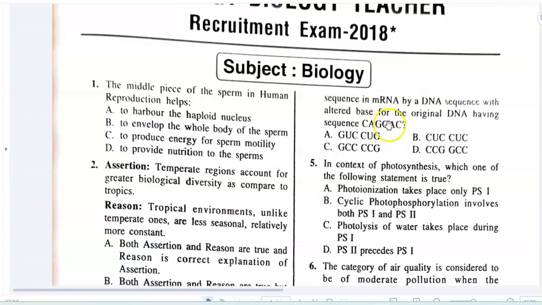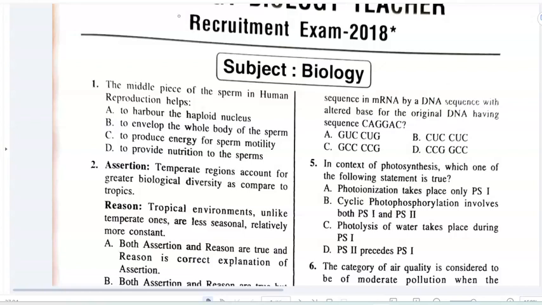Now first question, number 1. This is a question paper of 2018. If you see the first question, it is about the middle piece of human sperm. The middle piece of the sperm in human reproduction helps: option A, to harbor the haploid nucleus; to envelop the whole body of the sperm; to produce energy for the sperm motility; to provide nutrition to the sperms.